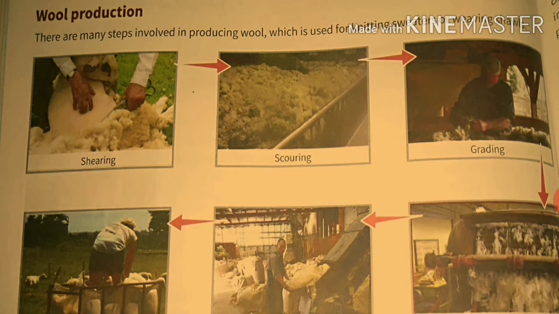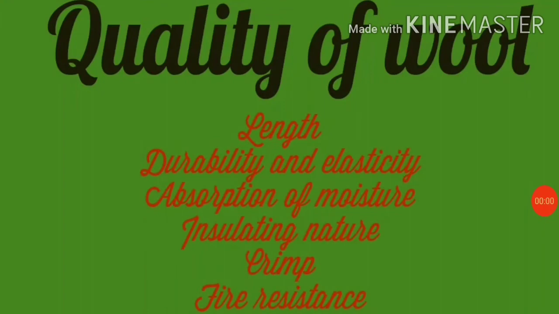So what is the meaning of grading? Grading means to put things into groups according to their quality, size, etc. After scoring, fleece are sorted according to texture. This process is called sorting. Grading involves grouping wool fibers according to their length, color, and texture. Grading can also be done according to the quality of wool. So now students, it is clear that sorting and grading of wool is done according to its length, color, texture.